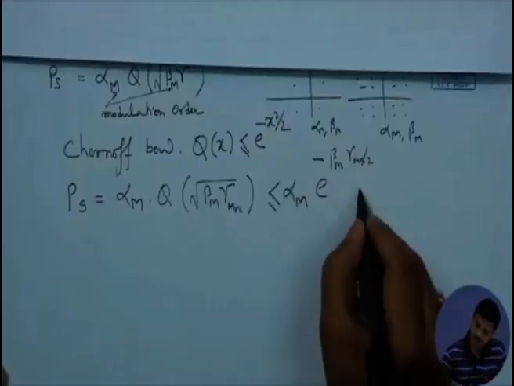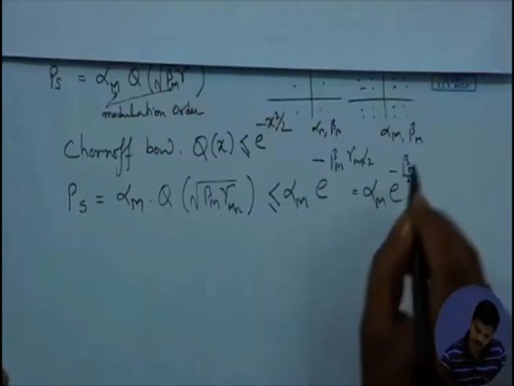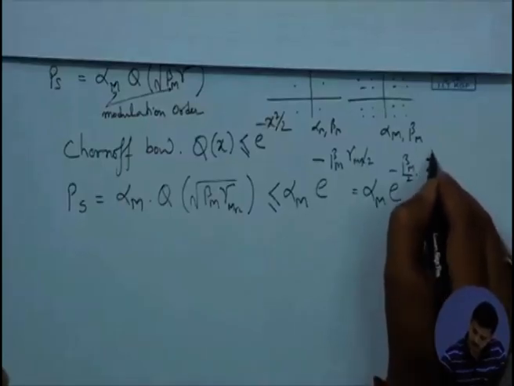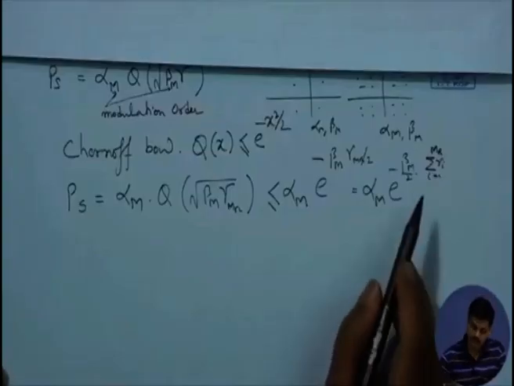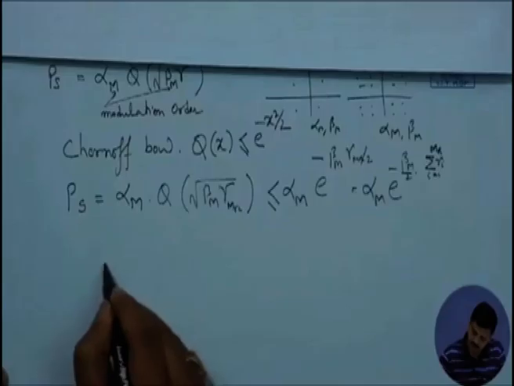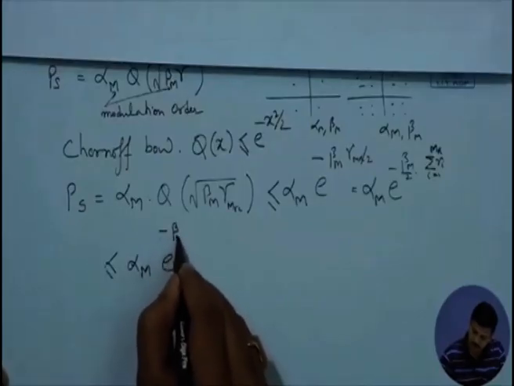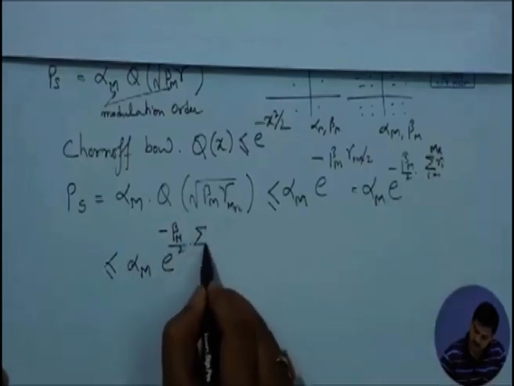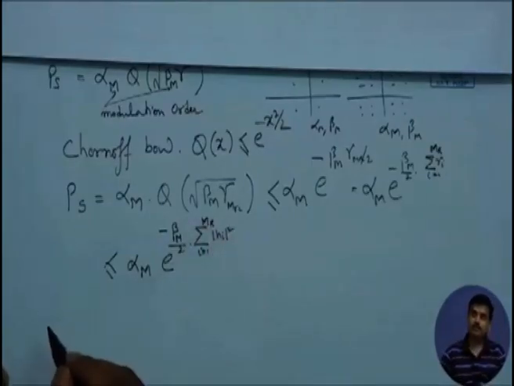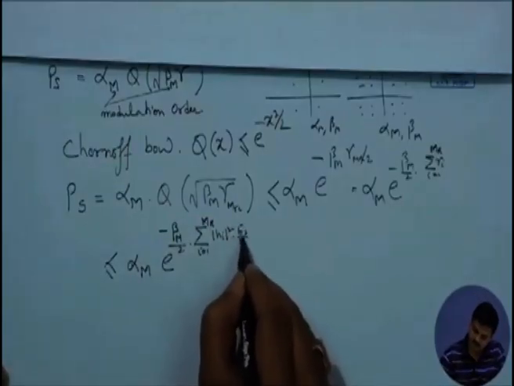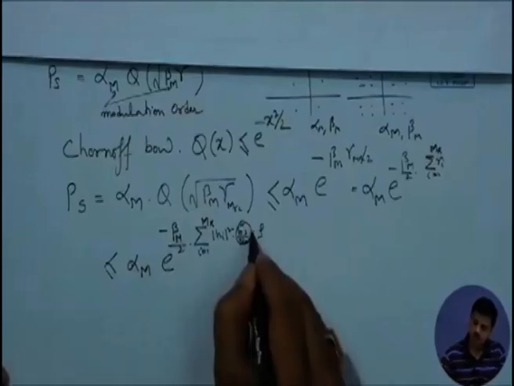Now gamma MRC we will be using. This is equal to alpha m e to the power of minus beta m by 2 times the sum over i equals 1 to MR, indicating MR number of received branches, of gamma i. So this is the particular expression that we need to use. Remember that we could also write it as this one. So basically PS is less than or equal to alpha m e to the power of minus beta m by 2. Instead of writing gamma i, we have the sum over i equals 1 to MR of mod of h i squared times Es by N naught, or Ps by sigma squared omega. This could also be written as rho.